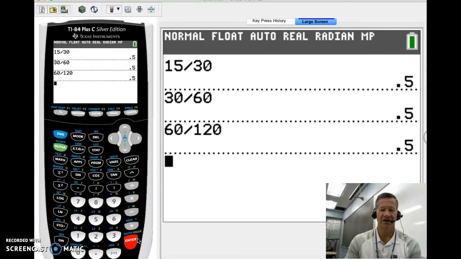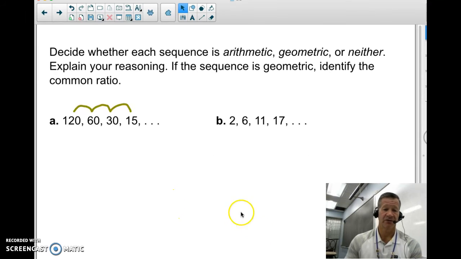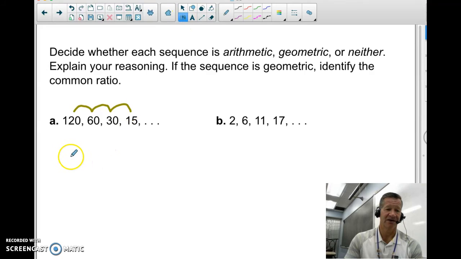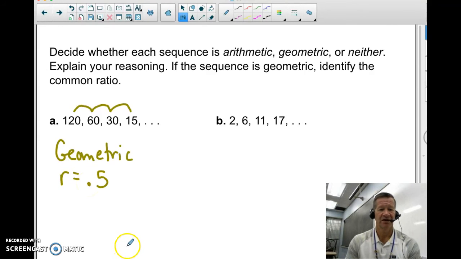Now you might be thinking, why do I have to keep dividing every time? Well, you have to make sure that the ratio is the same each and every time. So the answer here is that this is geometric, and it's because we have a ratio of 0.5. Telling what the ratio is basically explains your reasoning, at least in my mind.